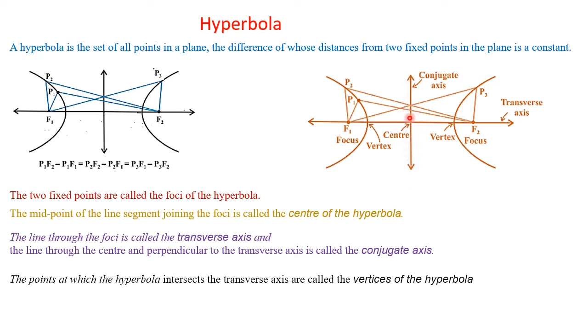The points at which the hyperbola intersects the transverse axis, that means this point and this point, are called the vertices of the hyperbola. So these are the basic terms which we need to learn while we are studying hyperbola. Next we shall discuss the standard equation of hyperbola. There are 2 equations we need to learn.